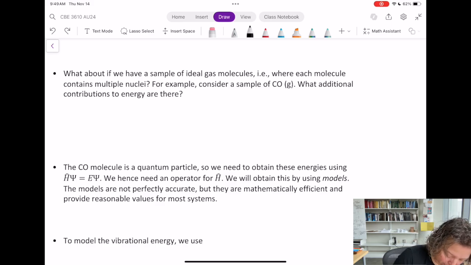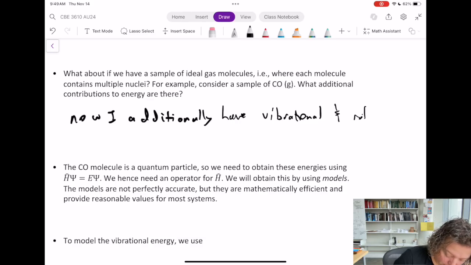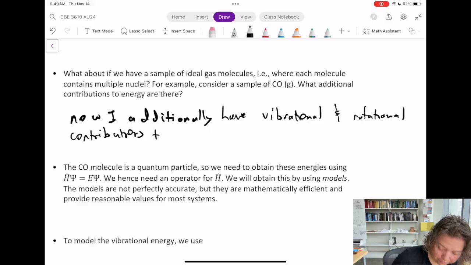Now, additionally, I have vibrational and rotational contributions to the energy. So vibrational means I have my two nuclei, and basically, I shouldn't draw it that way. I'm getting ahead of myself. So I have these two.